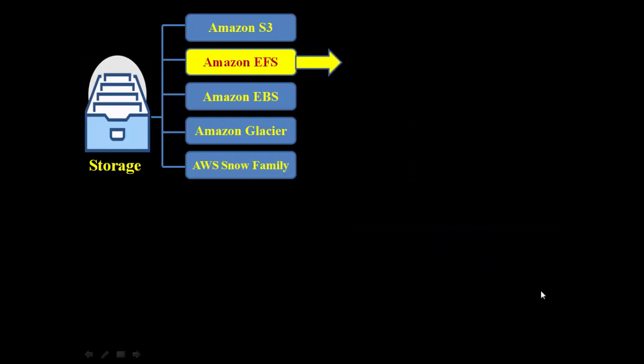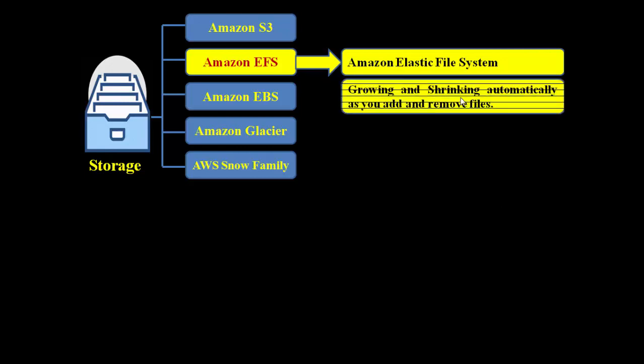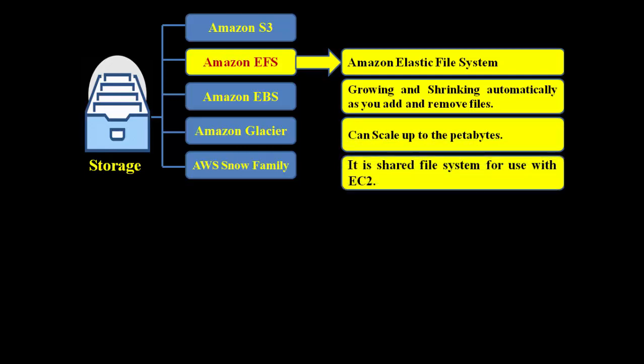Now the next storage service is EFS, and the meaning of EFS is Elastic File System. The word elastic itself says that it grows and shrinks automatically as you add and remove files. It can scale up to petabytes. It is a shared file system for use with EC2. This is more important that you need to understand: it is a shared file system. It means that if you want to share your files with multiple instances, here EC2 is nothing but our virtual server or virtual machine. As we discussed, we can create our own virtual machine on AWS.